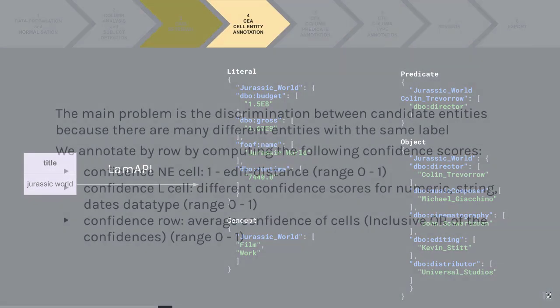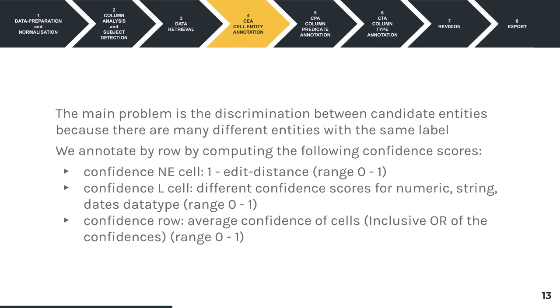In the fourth phase, cell entity annotation, the main problem is the discrimination between candidate entities, because there are many different entities with the same label. We annotate by row by computing the following confidence score. For the named entity cell, the confidence score is equal to 1 minus edit distance. For the literal cell, we compute different confidence scores for numeric, string, dates, and data type.